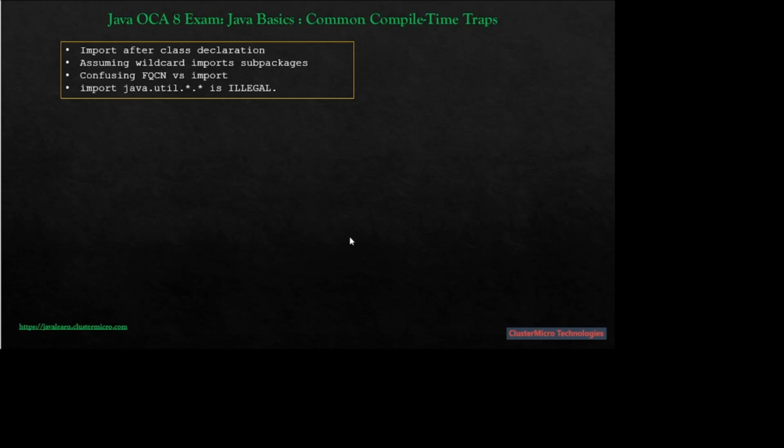Trap number 3 is confusing FQCN with import. If code uses a fully qualified class name inline, like java.util.ArrayList list = new java.util.ArrayList, then no import is needed in this case. Students see no import at the top and immediately pick compilation error without checking the code body. That's not the case. It will compile fine.